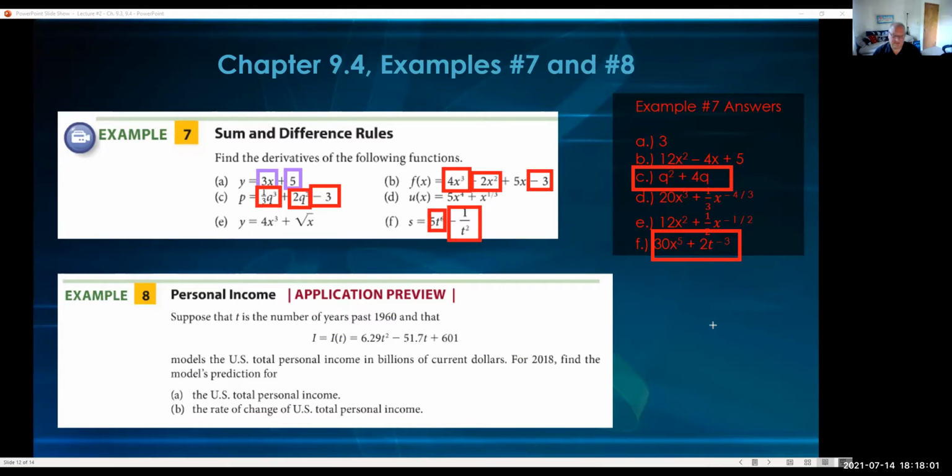So for this one, what we're going to do, once again, surprise, you're going to find the derivative. And after you find the derivative, then you're going to plug in a specific number for 2018. 2018 is going to be 58 years past 1960. So these are the answers you're supposed to get for something like that.